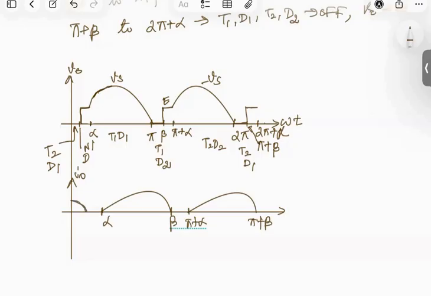So from alpha to pi, the current will be carried by T1 and D1, then T1 and D2. Again from pi plus alpha to 2 pi, we will have the current carried by T2 and D2, and then by T2 and D1. And similarly here, the current will be carried by T1 and D1.